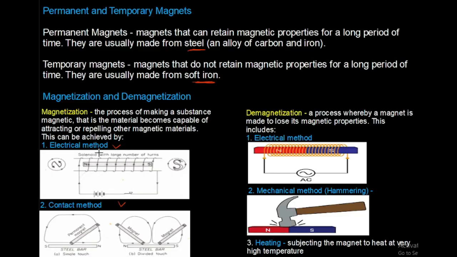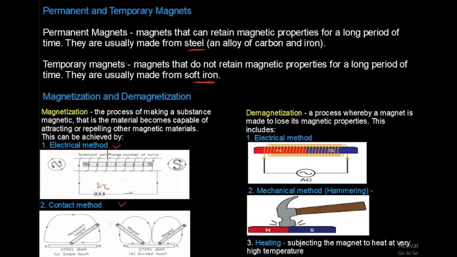In the electrical method, all we need to do is put the specimen, that's the substance we want to convert to a magnet, in a solenoid and then connect it to a source of direct current. This is direct current. After a particular period of time, the specimen will be converted to a magnet.